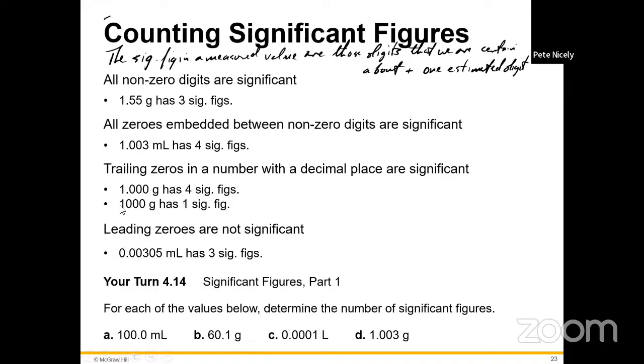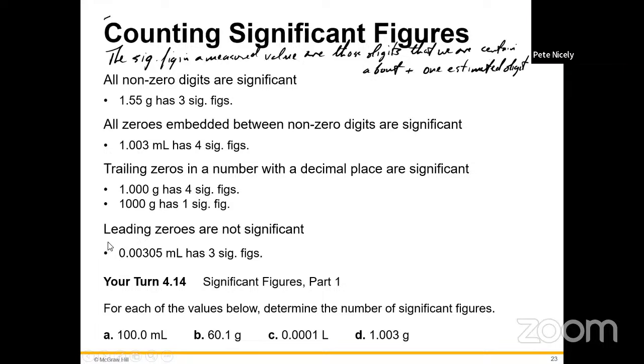So for example, in this case here, 1.000, the number of significant digits here will be 4 because you have a decimal point and these zeros are significant. In this case here, there are no decimal points, so therefore these zeros are not significant. So this number has only 1 significant digit, all right? So that's basically the rule concerning trailing zeros.